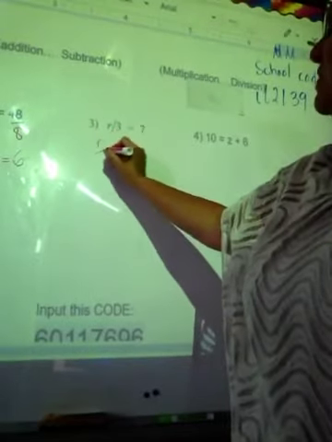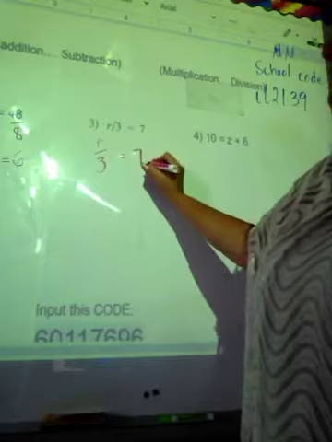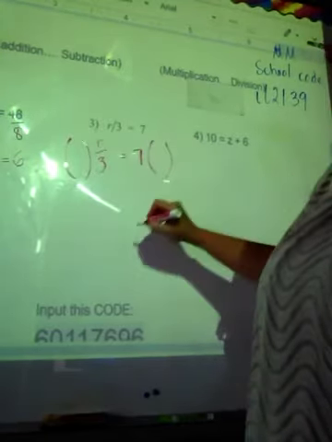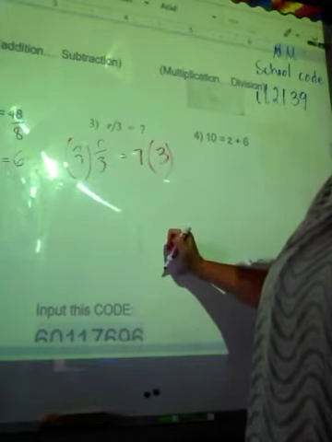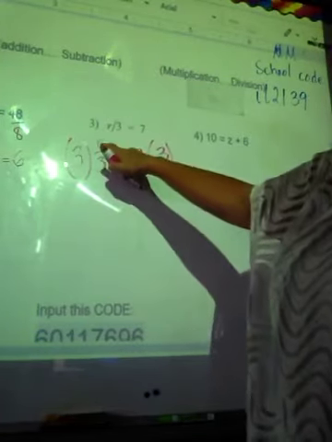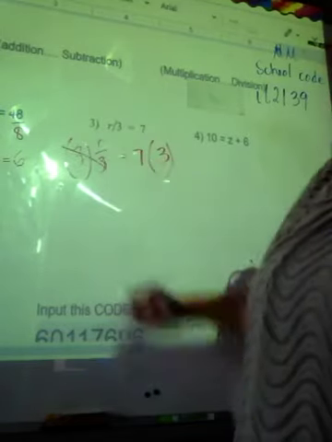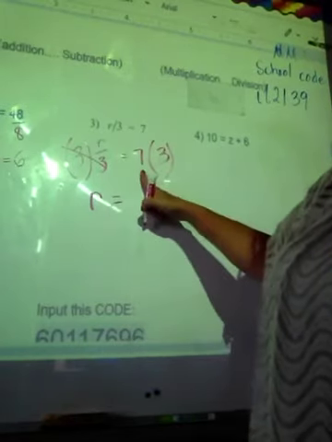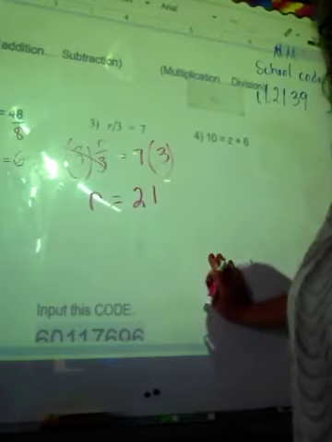So number 3, we had R divided by 3 equals 7. We know that we need to multiply on both sides. So we're going to multiply by 3. Okay, you're multiplying by whatever number is with the variable. That goes away. So we're left with R equals 7 times 3 gives us the 21.